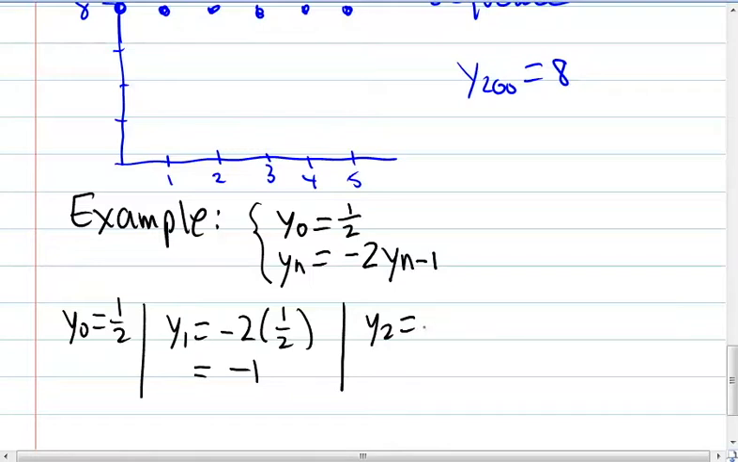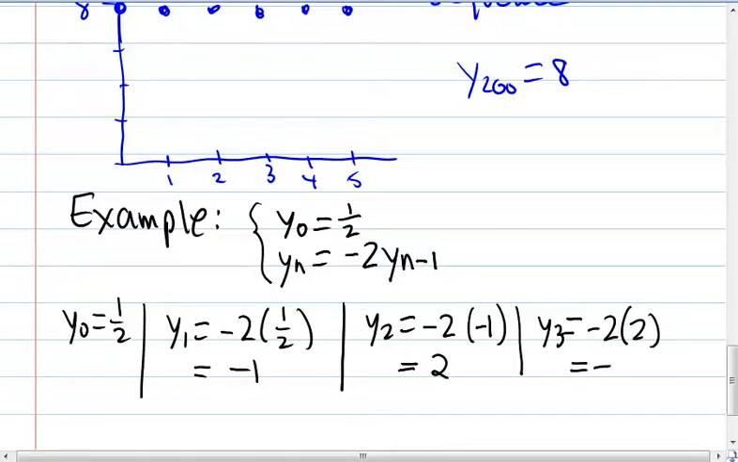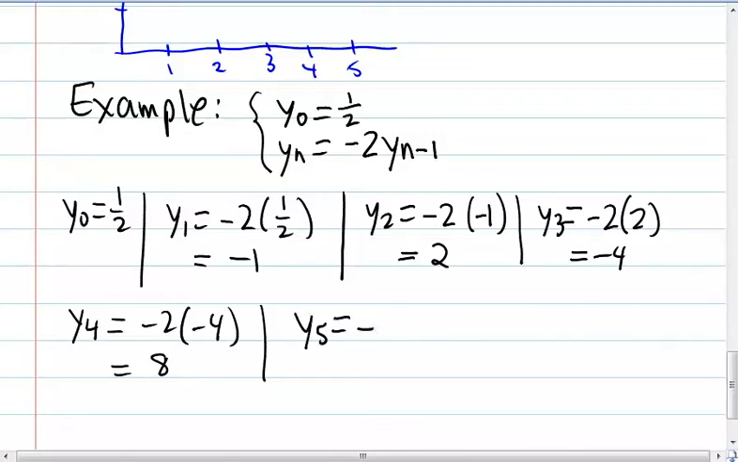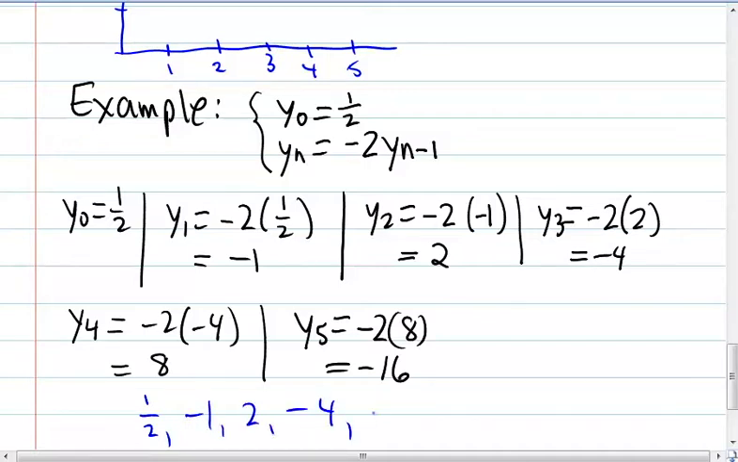y2 multiplies -2 times the term that comes before it, which is y1, and that's a -1. So I end up with +2. y3 is negative 2 times the term y2, which is 2. So this is negative 4. y4 is negative 2 times negative 4. That's y3. I get 8. y5 is negative 2 times 8, which is negative 16. So there are the first terms of the sequence, 1/2, negative 1, positive 2, negative 4, positive 8, negative 16, and so on.